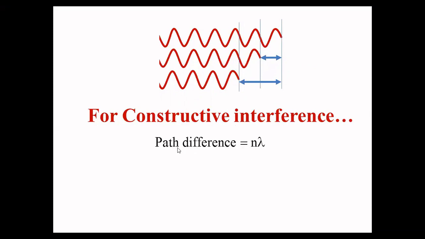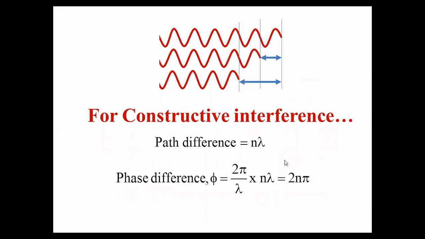So shall I put it like this? Path difference is n lambda. But what is the phase difference? Now, if one wave starts from here and another wave starts lambda later, there is a phase difference of 2 pi, because this has started its vibration after 2 pi. So the first phase difference is 2 pi. Next one is 4 pi. It is an even multiple of pi. 1 lambda corresponds to 2 pi. 2 lambda corresponds to 4 pi. So how to write it? It is 2n pi. So how do you get it?